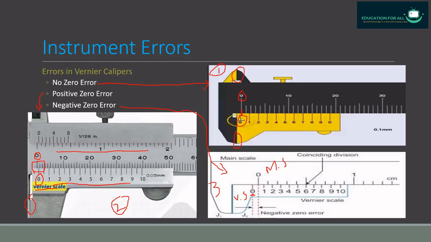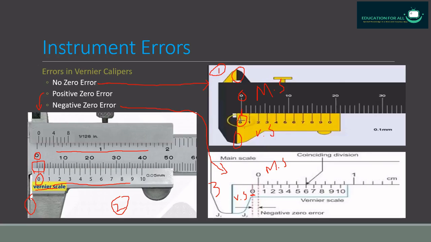And when the zero of the vernier scale is on the right side of the zero of the main scale, then this is positive zero error. This is your second picture. And when on joining the jaws, the zero of the vernier scale is totally coinciding with the zero of the main scale, then this is your main scale and the yellow one is your vernier scale. Then you can say that this instrument is having no zero error.